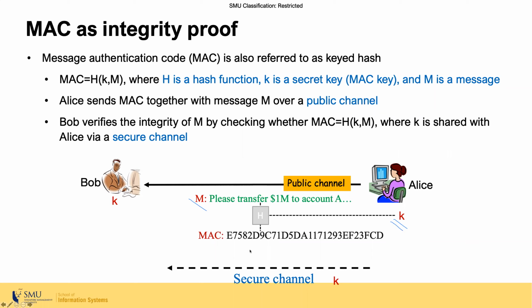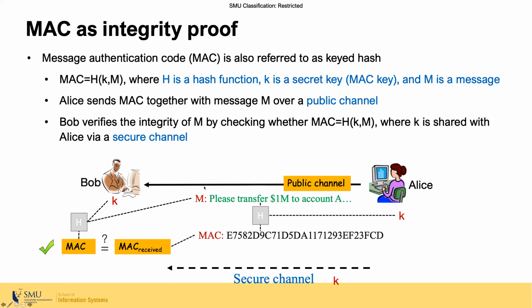And the resulting value is called MAC. Next, Alice will send both M and the MAC to Bob, so that when Bob receives M and the MAC, he will compute MAC of the message that he received. So this MAC is the MAC of the message that he received, and he has to compute that using the same hash function that was used by Alice and the same key that was used by Alice. And then he will compare against the MAC that he received, and if they match, the integrity verification is successful.